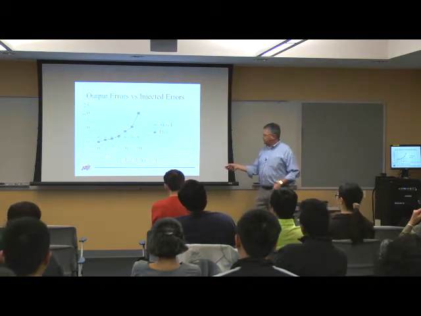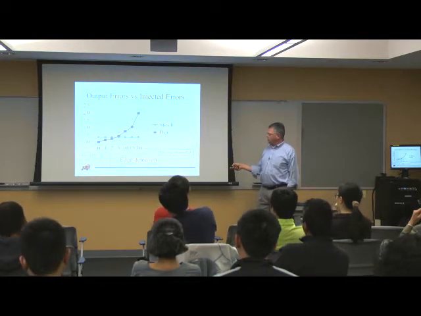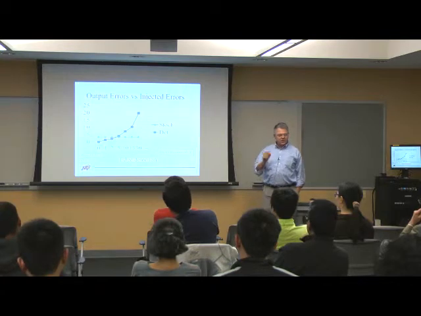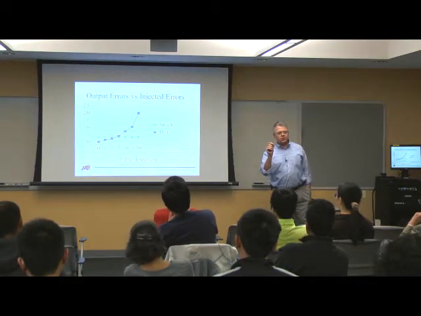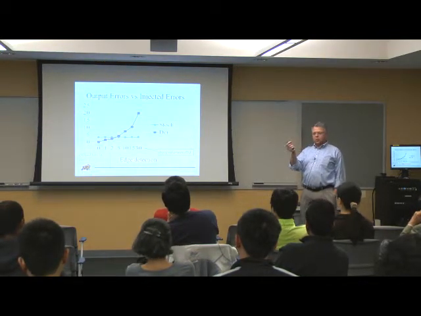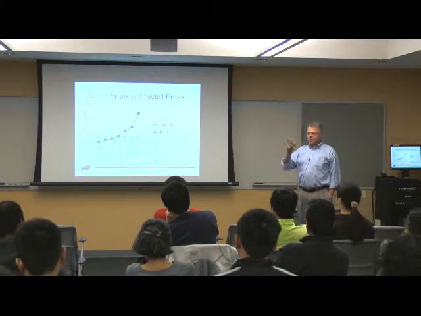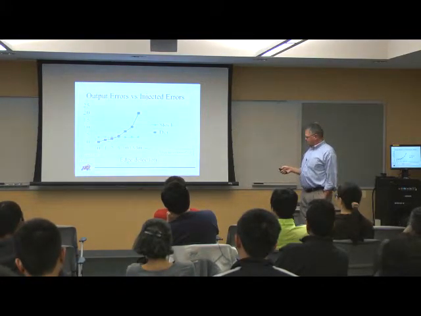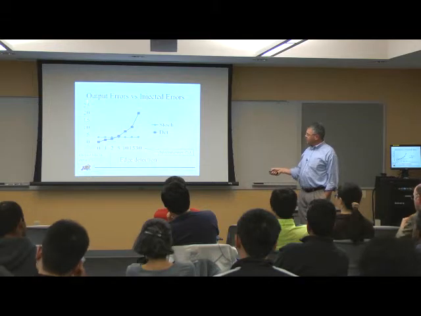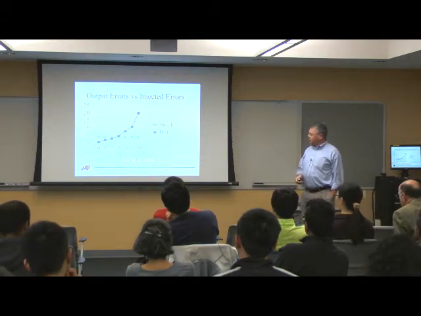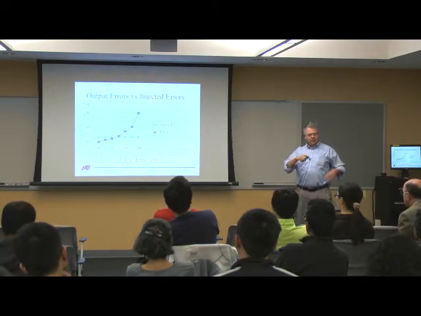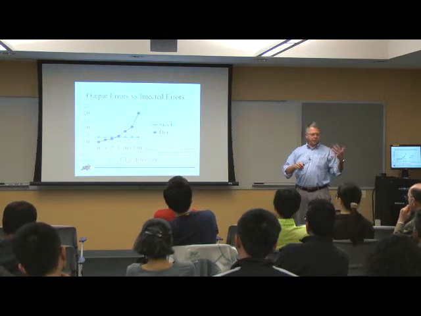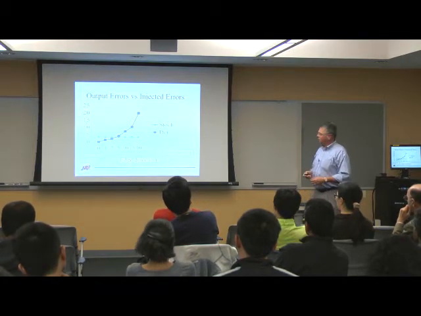So on the horizontal axis here, I have the fraction of injected errors. So this is the percent of all nodes in the circuit where I flip from 0 to 1 or 1 to 0. And those are randomly selected on each cycle. On the output vertical axis here, that's the fraction of output bits in the final image that are wrong compared to the golden image, the correct output.